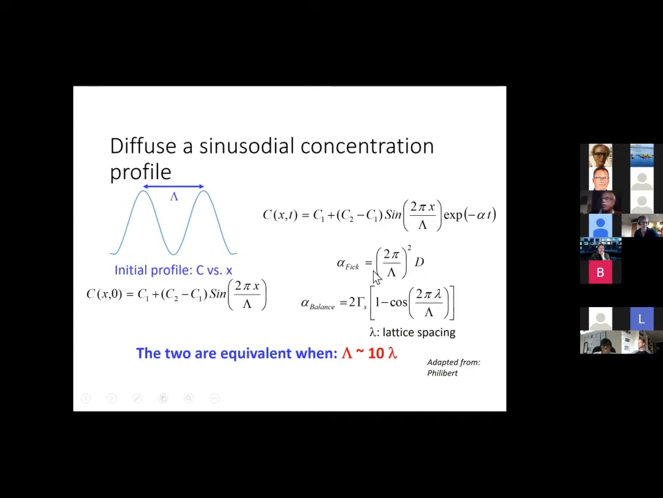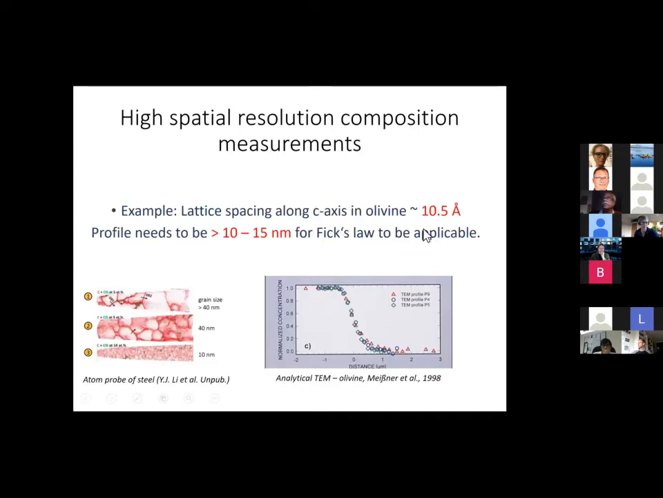And if you go and look at that for olivine, this is what you get. So along the c-axis, the lattice plane spacing is about 10.5 angstrom. And what that tells you is that you need about 10 to 15 nanometers of a profile before Fick's law can be used. And actually, you're better off taking a little bit more than that. Factor of 3 or 4 more than that. So that's your first pitfall.